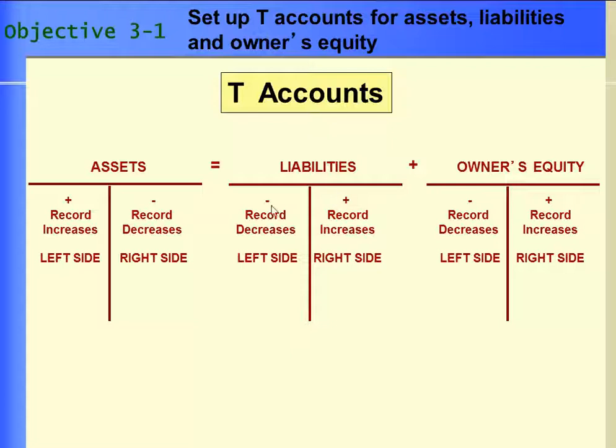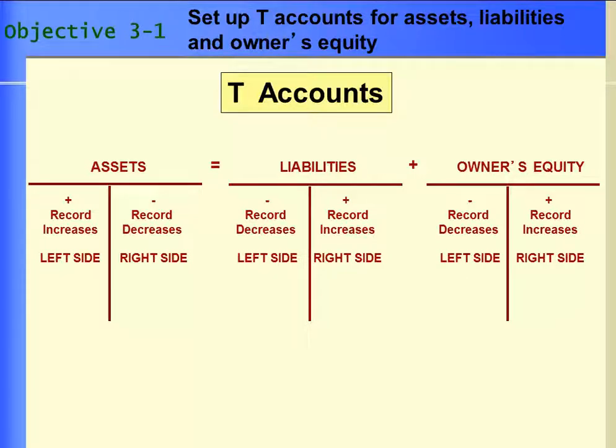Liabilities are opposite. When we debit a liability, we decrease it. When we credit it, we increase it. Owner's equity and liabilities, you notice how they're on the same side of the equal sign? So they're going to be the same. For liabilities, we record a decrease by debit, and we increase with a credit. Same thing with owner's equity. Very important. I would go through this slide or maybe pause the video now.